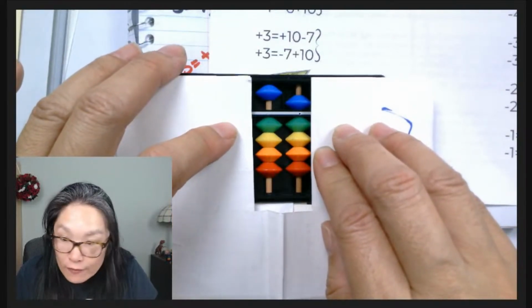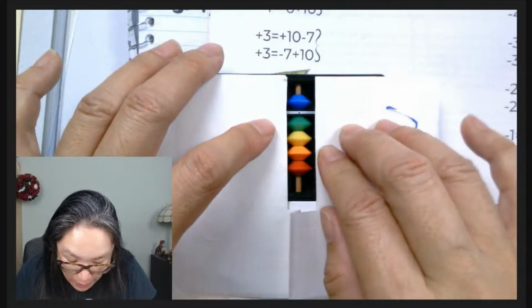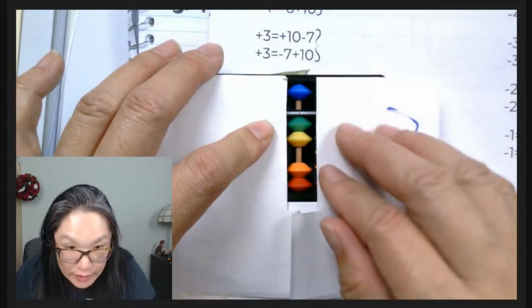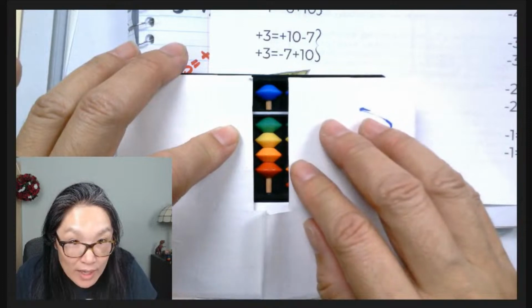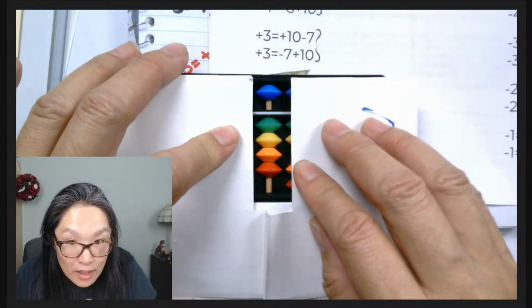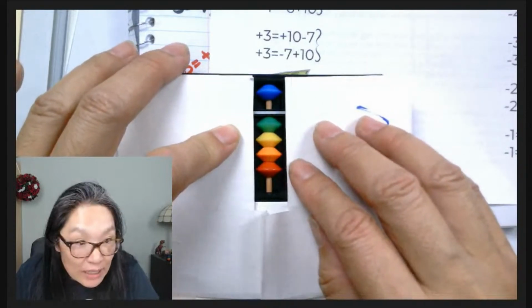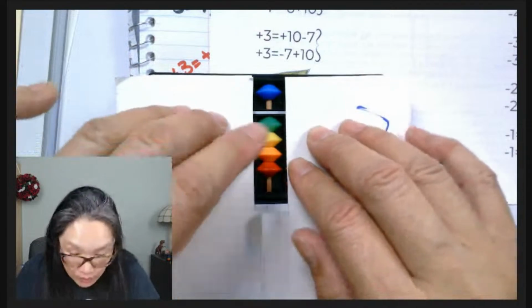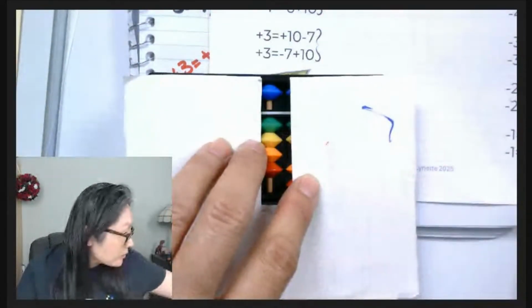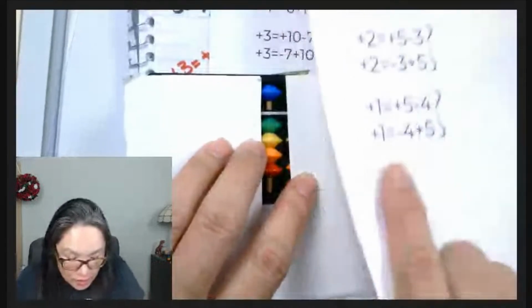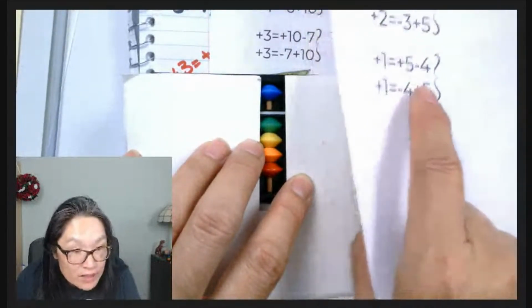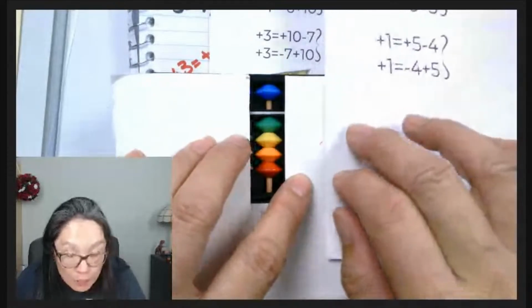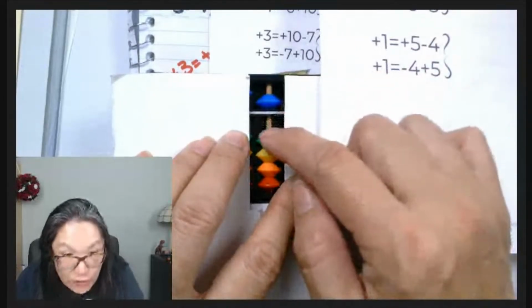So it's just whatever is easiest for you, right? I want to take away the 7 first so I don't forget. And now I'm going to plus the 10. Notice when I plus the 1, I'm going to carry the 1. As I carry the 1, I can't do it. I can't carry the 1. To add the 1, it's plus the 5 minus the 4. Now I want to plus the 5, and I take away the 4.